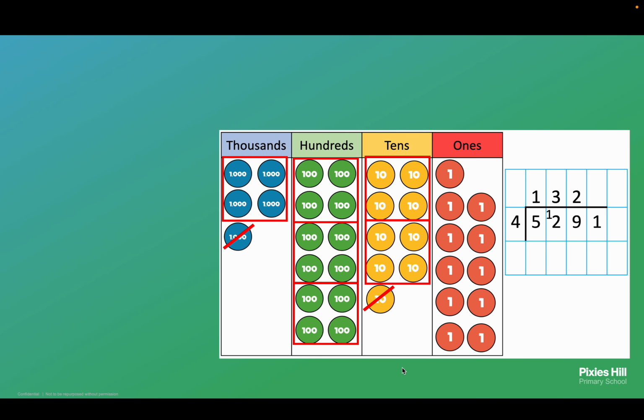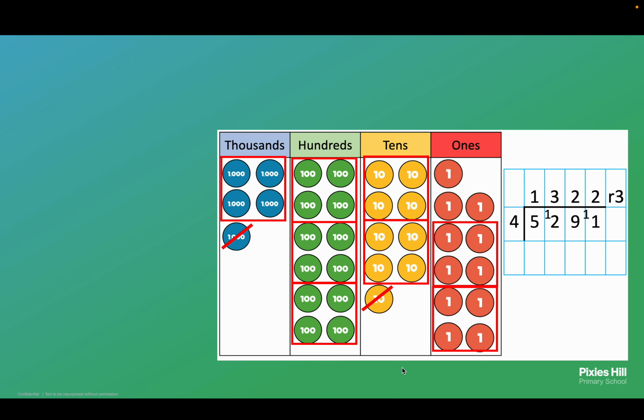Next, we move on to the tens column. We look at how many groups of 40 we can make from 90. We can make 2 groups, and this is recorded above the 9. We have 10 left, and this is carried to the ones column and exchanged for 10 ones. We now have 11 in the ones column. Our final step on this calculation is to see how many groups of 4 ones we can make from 11.